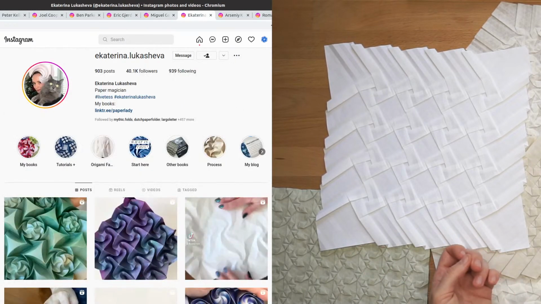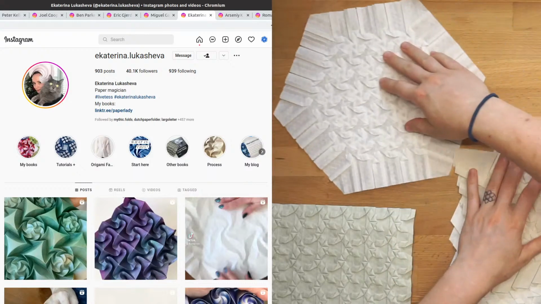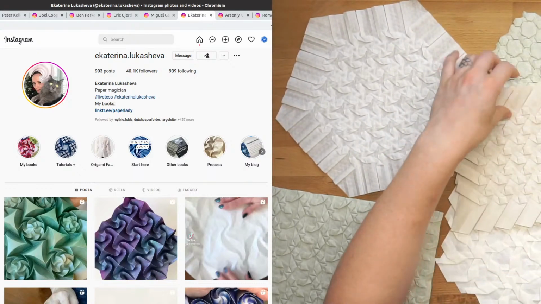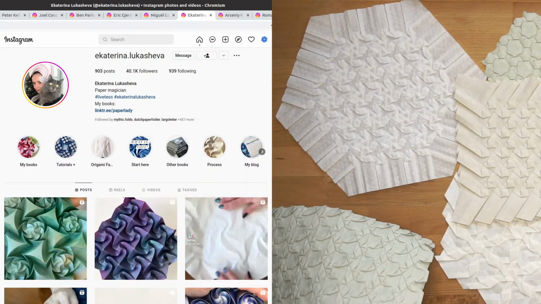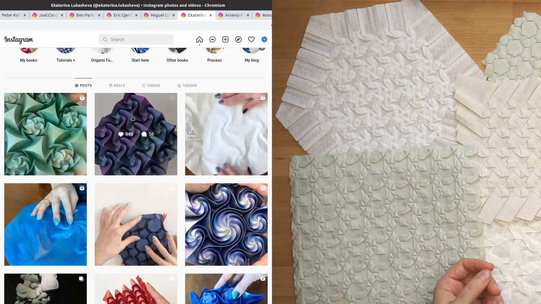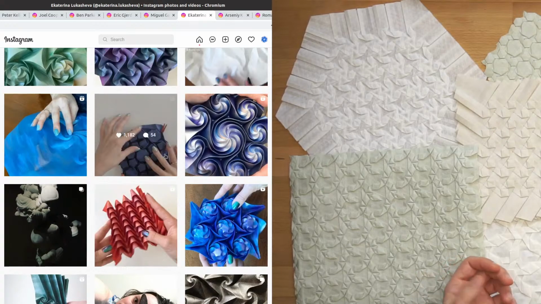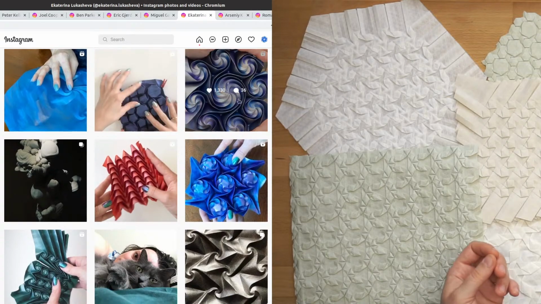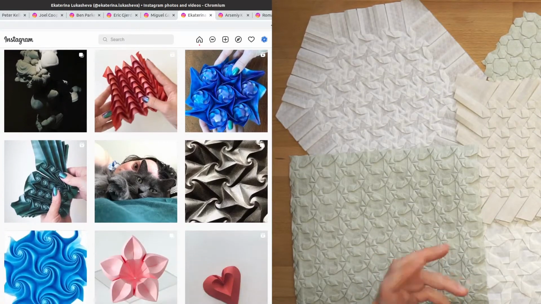Next up we have Ekaterina Lukasheva. She does curved crease tessellations. So she and Winnie Leung are some of the foremost practitioners of curved crease tessellations, and you can see she has a wide variety of geometries that she uses. Here we've got a hexagon and triangle based geometry, here a square geometry, and including some geometries that are less tessellatable, that might have really high numbers of pleats going into a particular twisty structure.